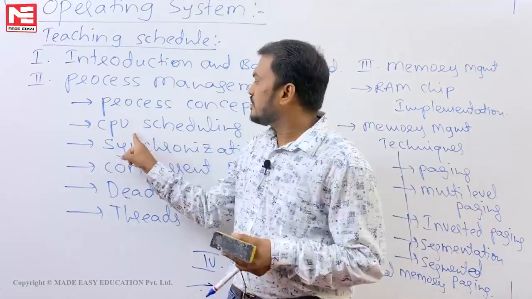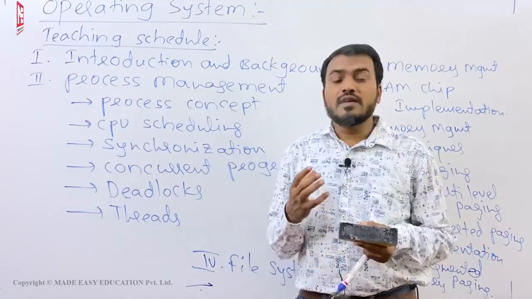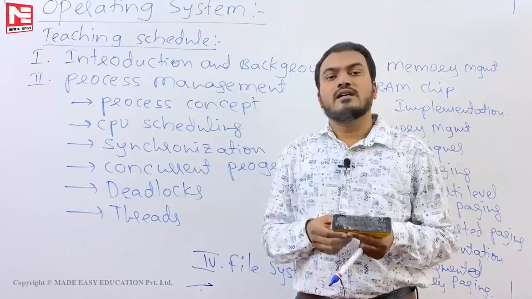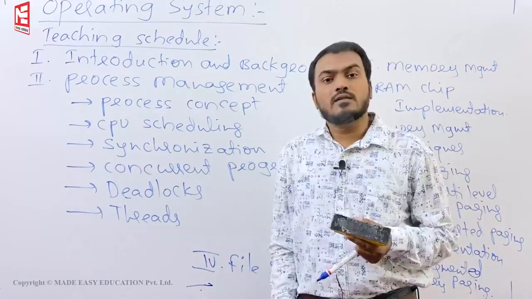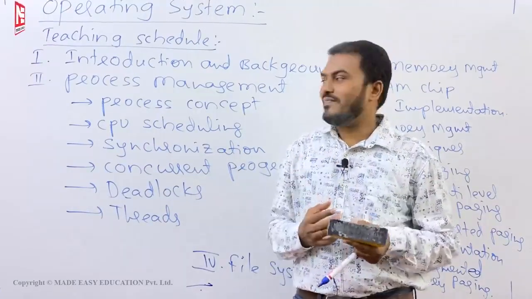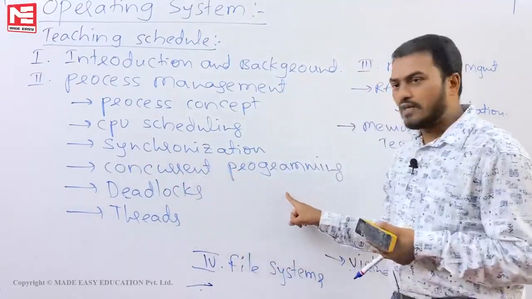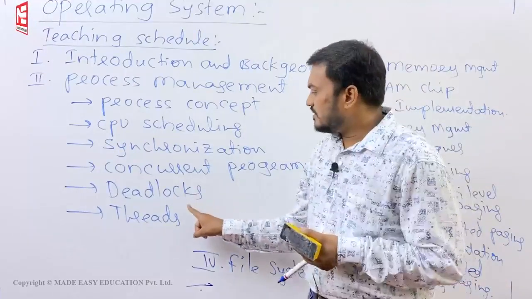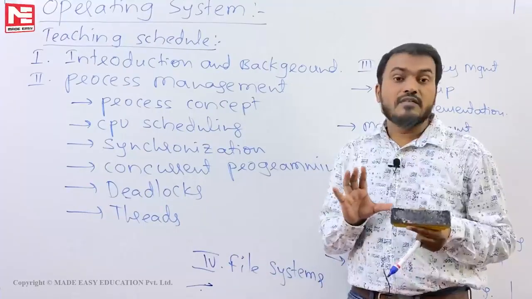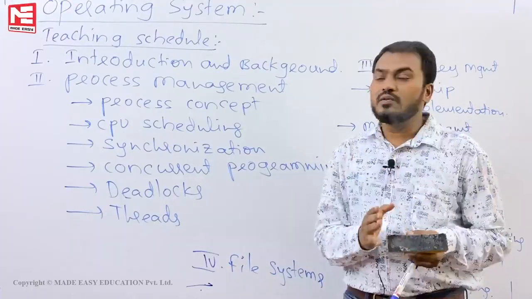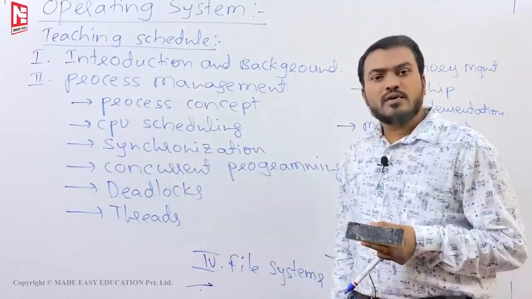Next, we will enter into CPU scheduling, where we are going to study various CPU scheduling algorithms, extensively, around 10-11 algorithms with all varieties of questions. Next we will discuss synchronization, then concurrent programming, and then deadlocks and threads. Please pause the video and copy all the contents I am discussing. These are the contents related to process management.